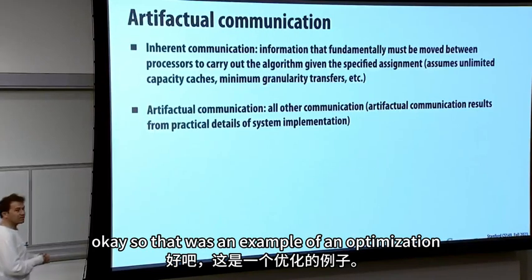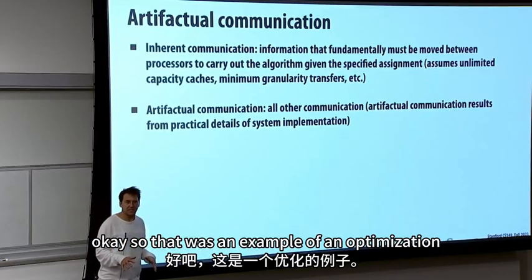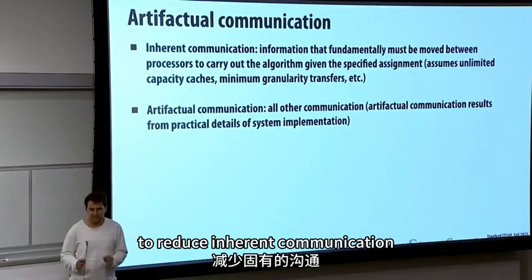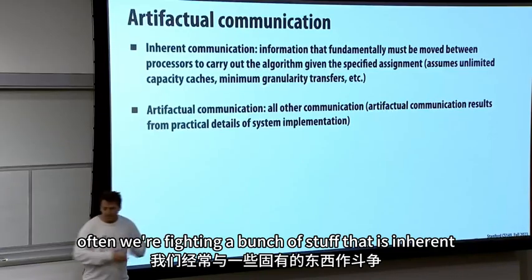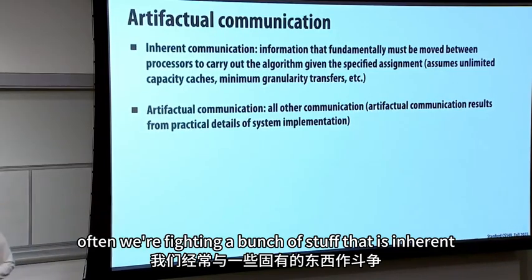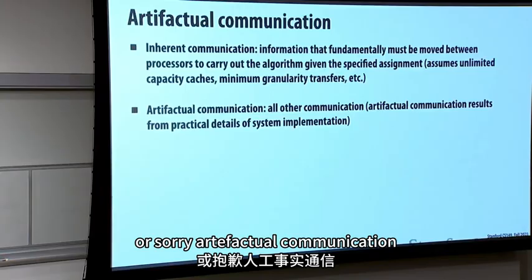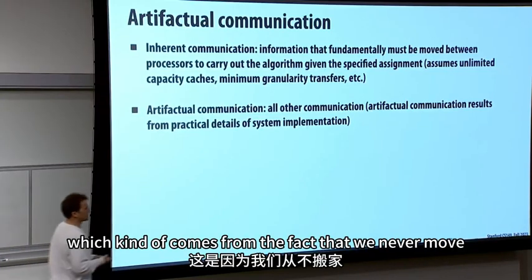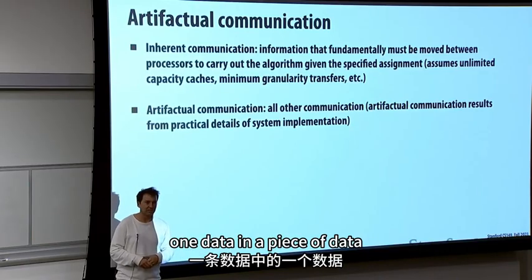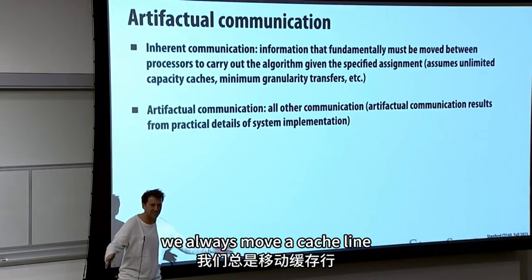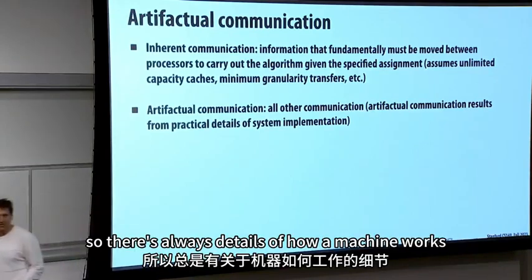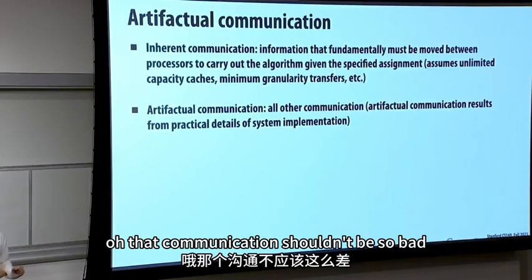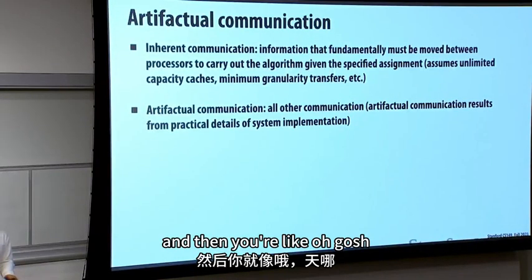Okay, so that was an example of an optimization to reduce inherent communication, because that was data that had to move. Often we're fighting a bunch of stuff that is artifactual communication, which kind of comes from the fact that we never move one piece of data in a computer. We always move a cache line, or the minimum packet size might be a kilobyte or something like that. So there's always details of how a machine works where you're like, oh, that communication shouldn't be so bad, and then you're like, oh gosh, that was really bad.